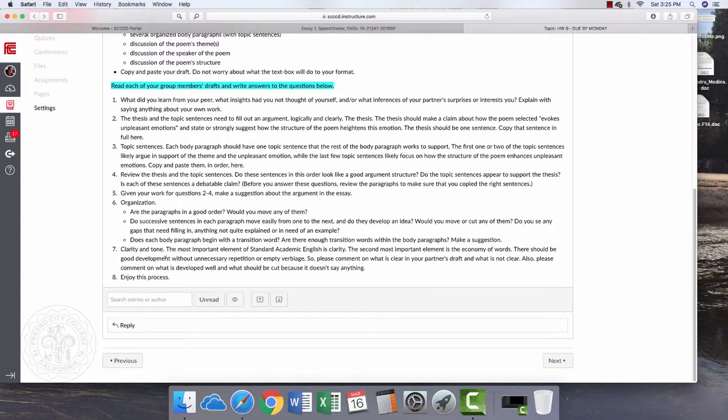Number 7 is clarity and tone. The most important element of standard academic English is clarity. Actually, for any kind of writing whatsoever, clarity is the very most important thing. Readers have to be able to understand what they are reading. The second most important element is the economy of words.